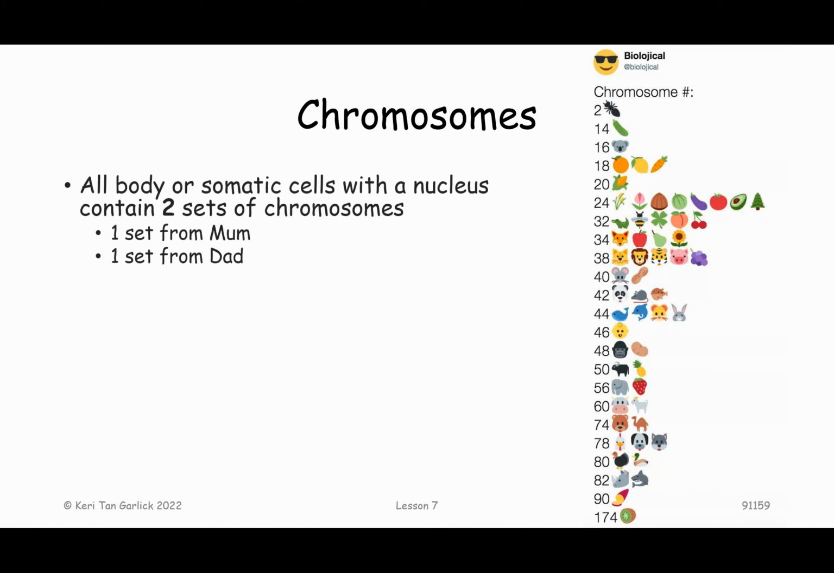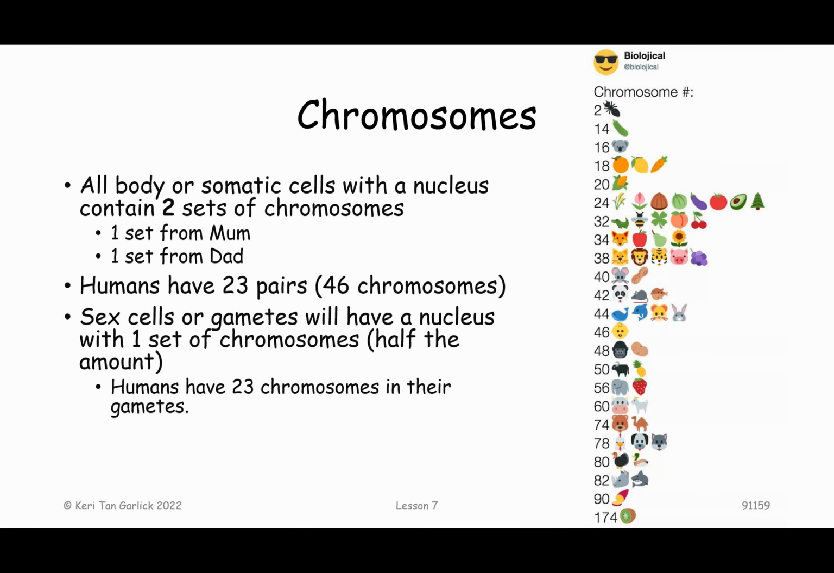Cool. So some more things about chromosomes. Like I said earlier, these are known as diploid cells because you have two sets of chromosomes. You get one from mom and you get one from dad. Humans have 23 pairs, so 23 times 2 is 46 chromosomes. You can see this right here.